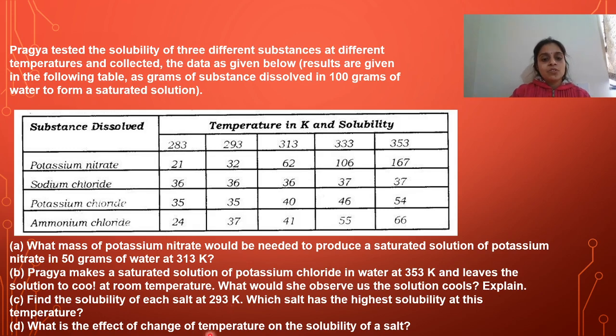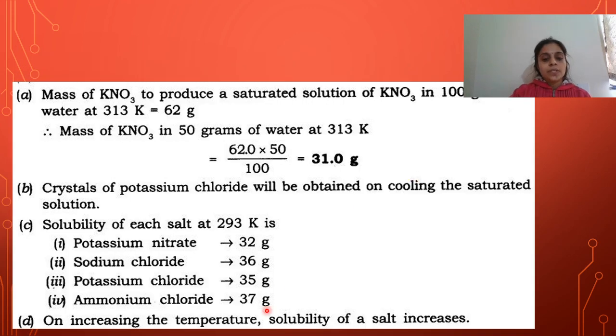Now, what is the effect of change of temperature on solubility of a salt? When you take KNO3 or whichever salt, and look at the data, with an increase in the temperature, what is happening? There is an increase in the solubility. That's the answer. On increase in the temperature, the solubility of a salt also increases. If you decrease the temperature, the solubility of the salt decreases.